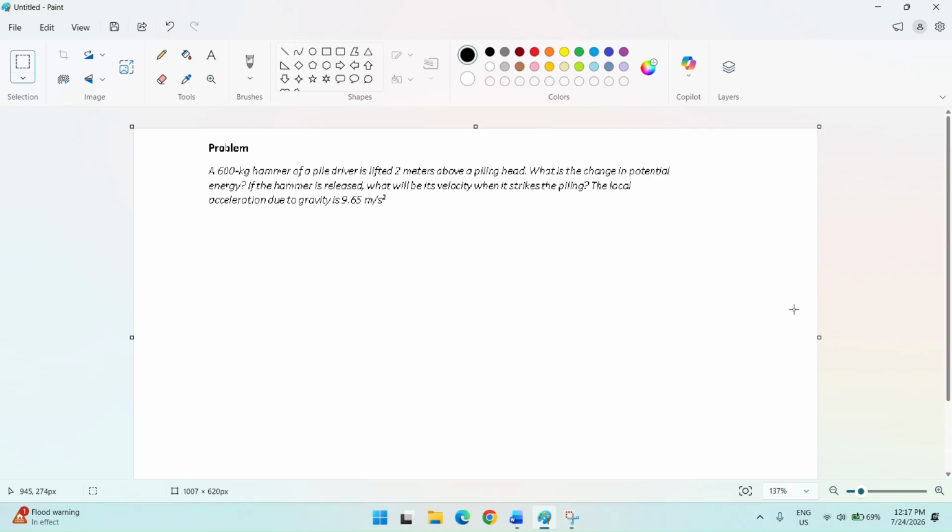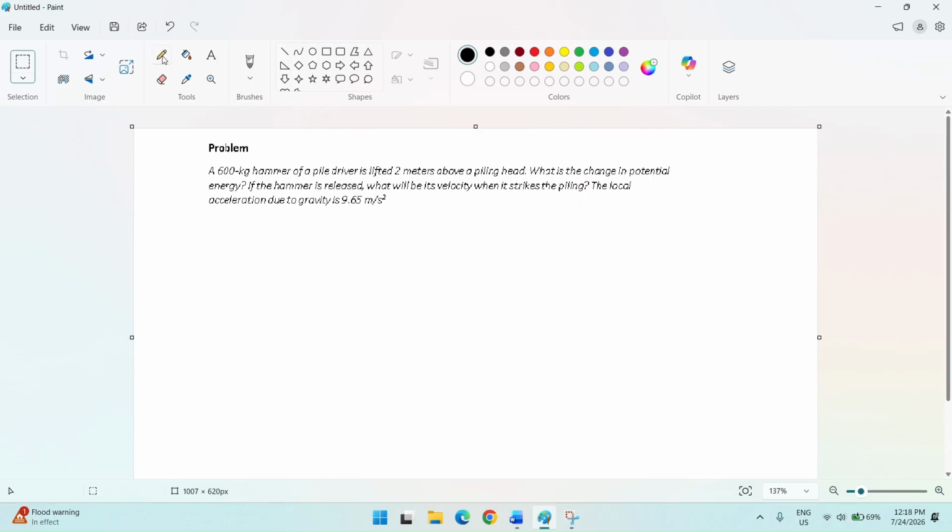Today I'm gonna discuss problem number 2. The problem says that a 600 kilogram hammer of a pile driver is lifted 2 meters above a piling head. What is the change in potential energy? If the hammer is released, what will be its velocity when it strikes the piling? The local acceleration due to gravity is 9.65 meter per second squared. So we are asked to find the potential energy and the velocity.